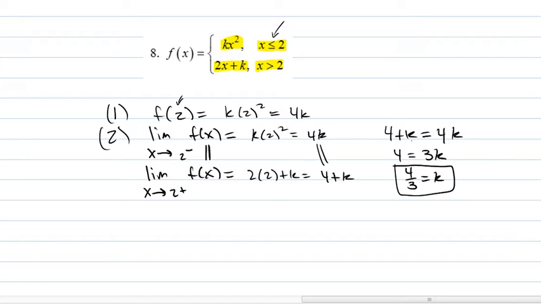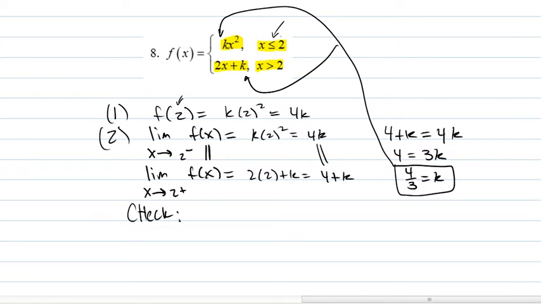So how do we check it? Well, we check it by plugging the k value into each of these k's, and then plugging the 2 into the x's. And if both sides of the piecewise function give me the same value, then that is a sufficient amount of information for me to say the function meets at this point and is continuous from the left and from the right. So let's do the check.